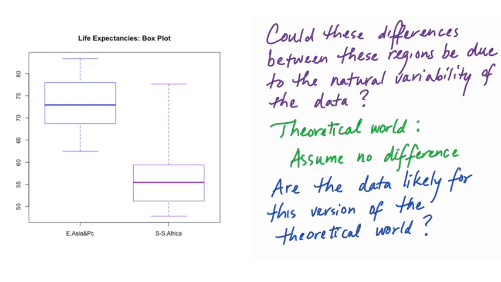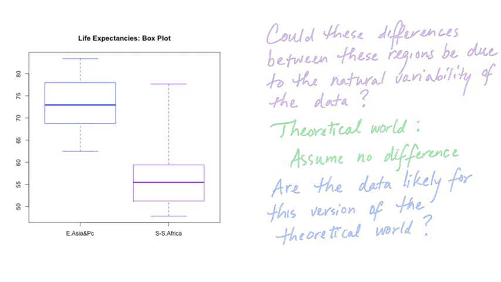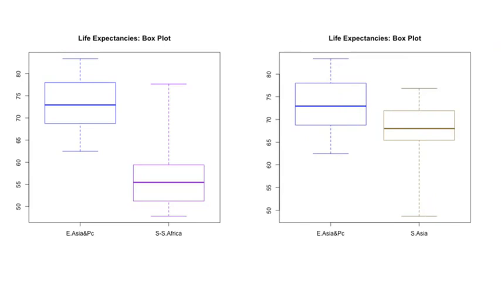We are investigating whether our real-world data support what we're assuming or hypothesizing about the theoretical world, which is that life expectancies are the same in these two regions, or whether our data are providing some evidence that our assumptions or hypotheses are false. It may seem clear that life expectancies are not the same when comparing East Asia and the Pacific and sub-Saharan Africa. But what about this comparison between East Asia and the Pacific and South Asia? This one is less clear-cut. And we definitely need some methodology to investigate whether the differences are significant or not.